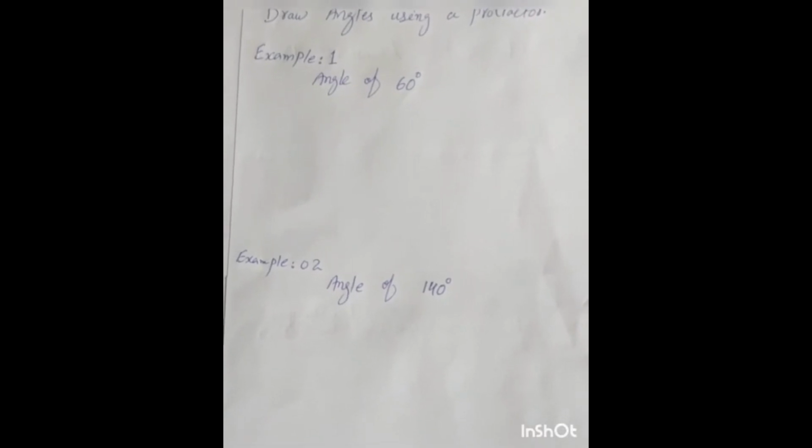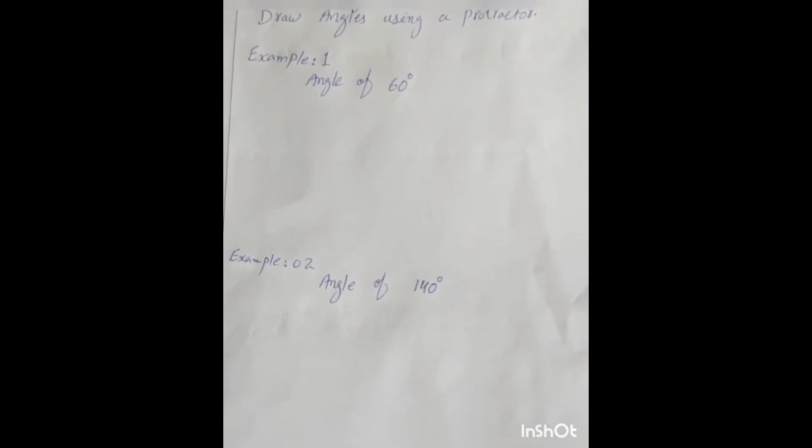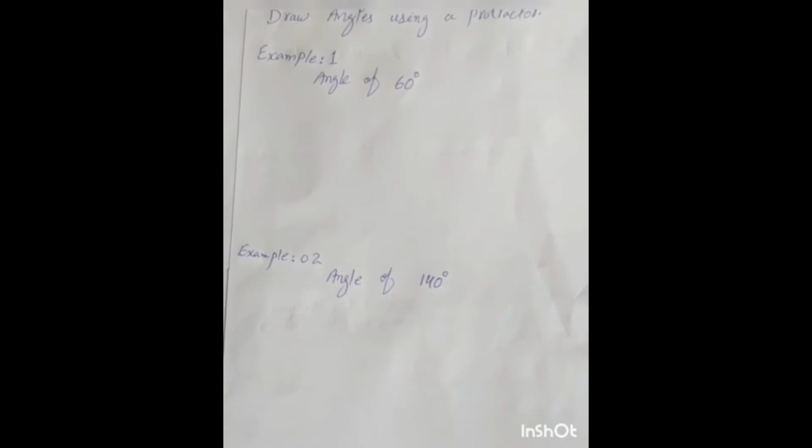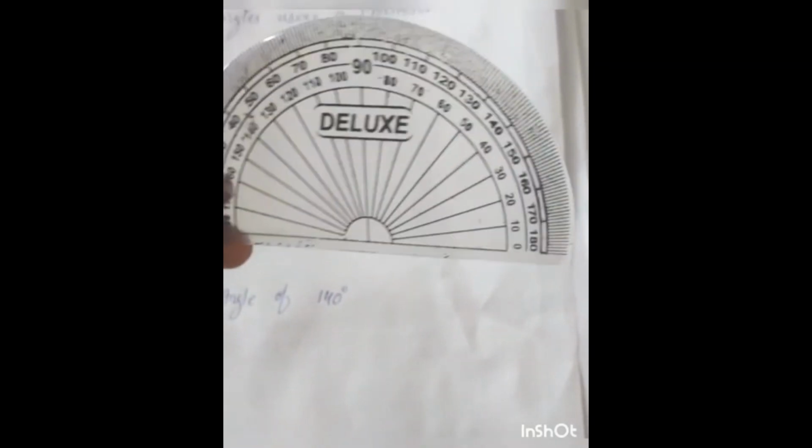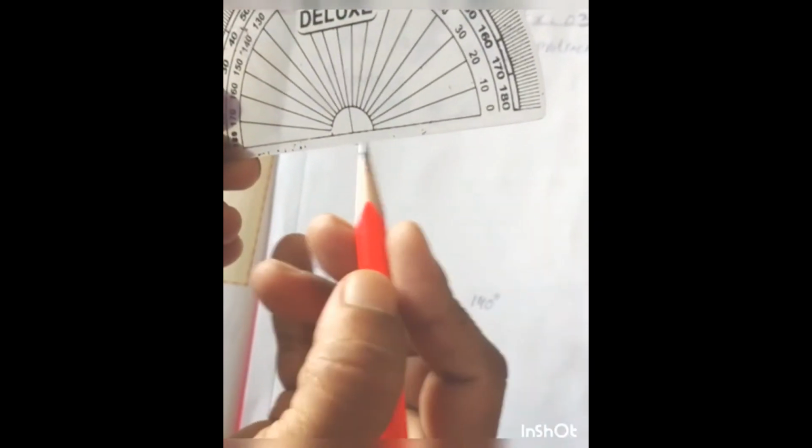In exercise number 3, we have to draw the angle using a protractor. Example number 1 is an angle of 60, which means firstly we will draw the angle of 60 degrees with the help of a protractor. It is a protractor. This is the center of the protractor and this is the line of the protractor.